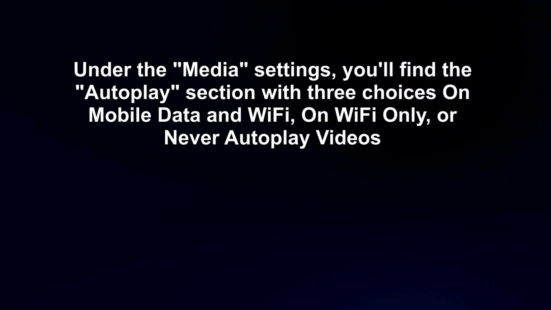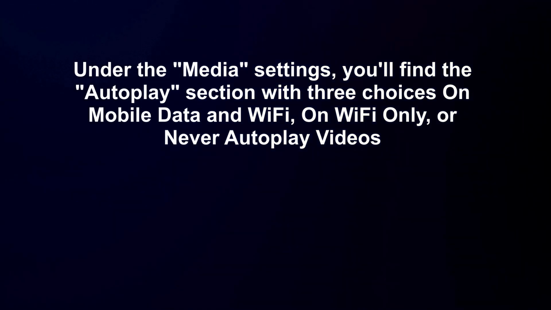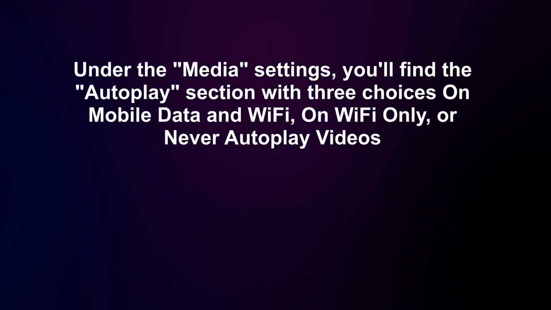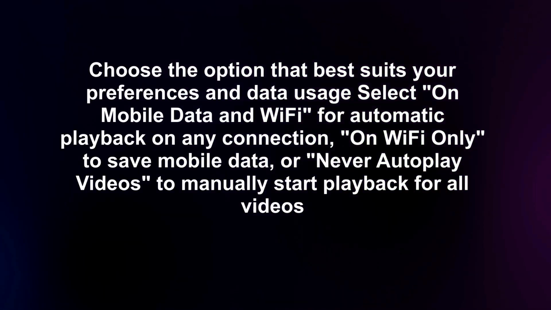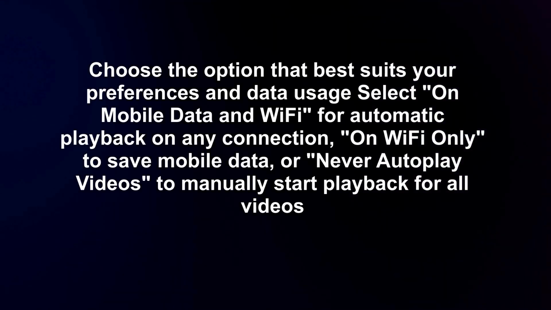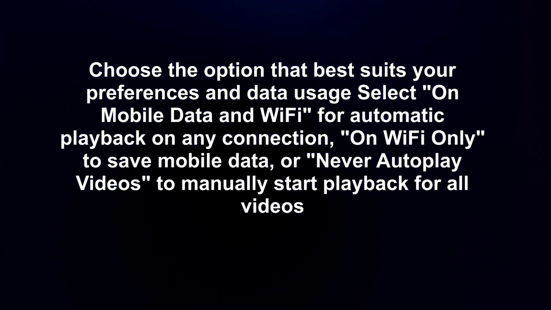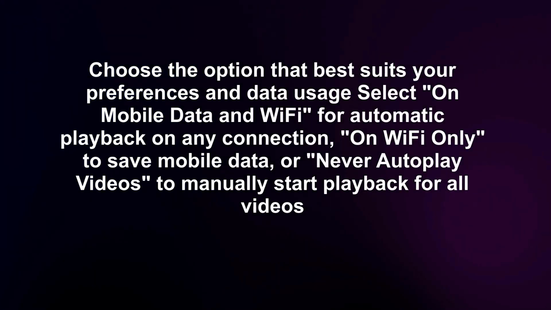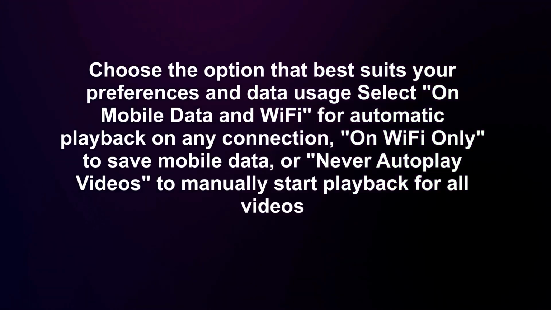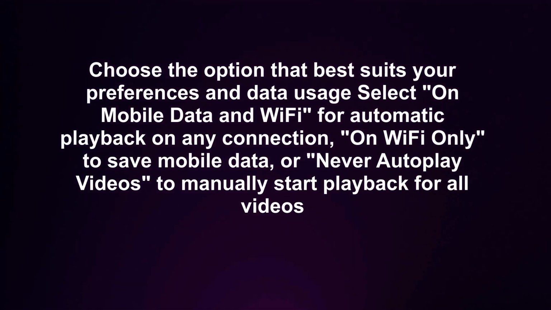Under the Media settings, you'll find the Autoplay section with 3 choices: on mobile data and Wi-Fi, on Wi-Fi only, or never autoplay videos. Choose the option that best suits your preferences and data usage. Select on mobile data and Wi-Fi for automatic playback on any connection, on Wi-Fi only to save mobile data, or never autoplay videos to manually start playback for all videos.